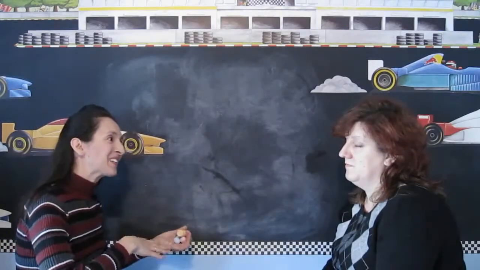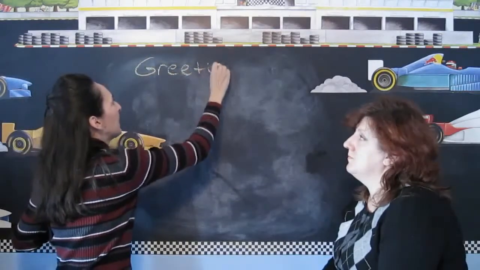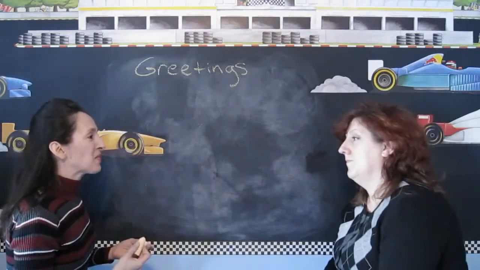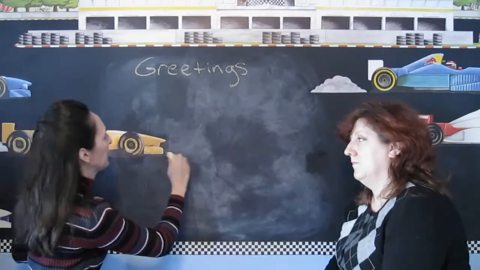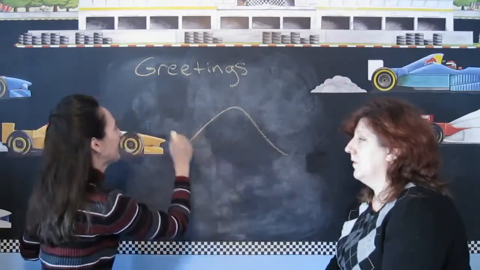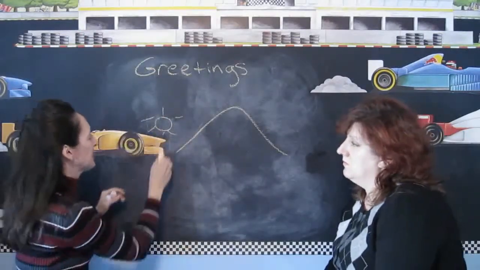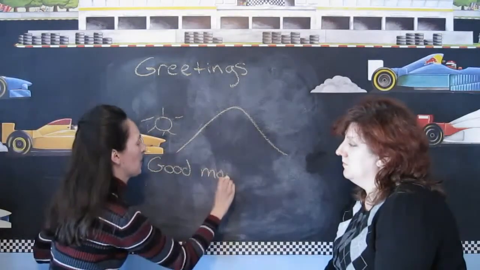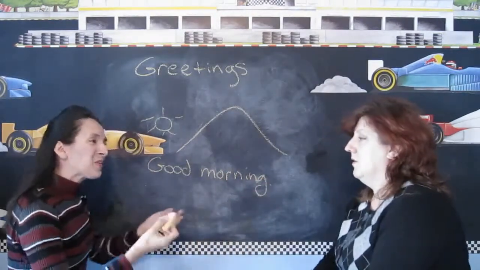Natasha, before we used hello, hi, right? These are all greetings, right? But sometimes in the morning, we say good morning, right? Let's talk about this. This is the sun in the sky. When the sun is here, it's morning, we say good morning. Good morning, Natasha.